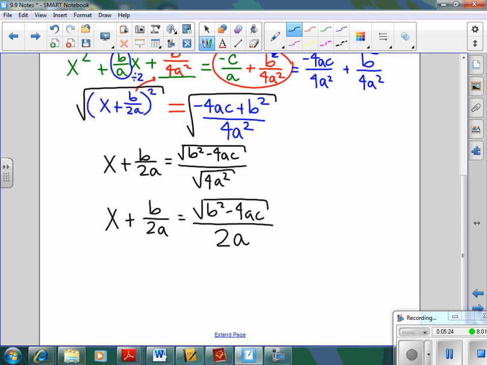Almost done. We have to remember two things that we forgot here. We need a plus or a minus. And then also remember what we're doing here. We are trying to get x by itself. So x has plus b over 2a. So I need to subtract b over 2a from both sides.